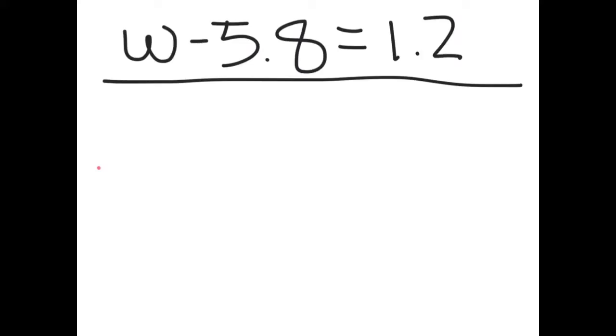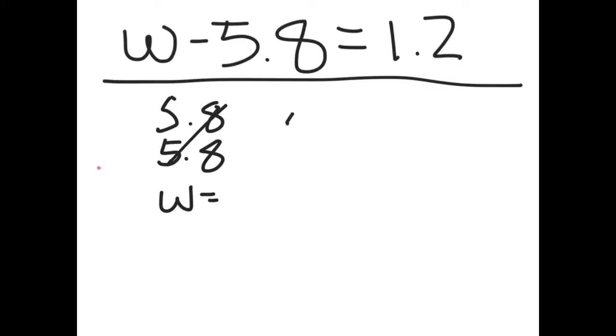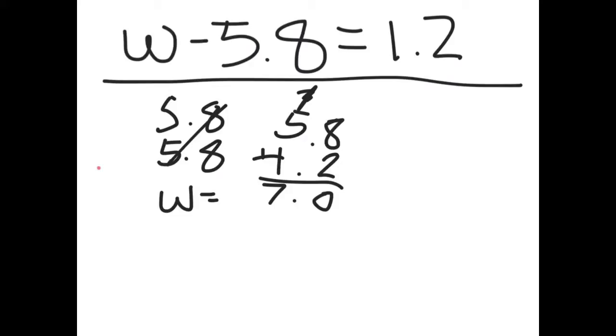First, you figure out what the inverse property is, and in this case, it's addition. So you add 5.8 to 5.8, and then you cross that out, and it becomes W. And then you add 5.8 to 1.2, and then that should equal 7. So W equals 7.0, or 7.